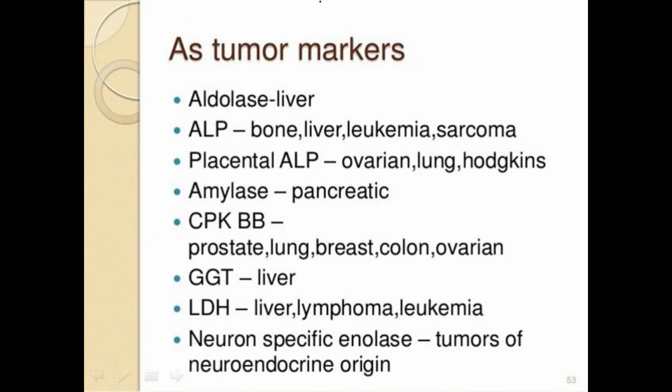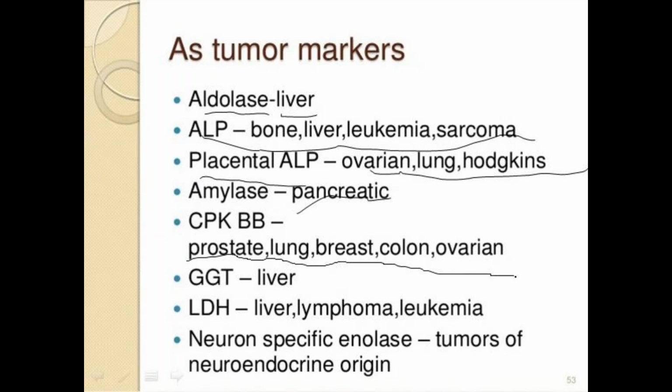Okay, and here, what are the tumor markers? I'm just giving a brief on tumor markers. Aldolase is a marker for liver diseases, whereas alkaline phosphatase is a marker for bone, liver, leukemia and sarcoma tumors. Next, increased placental ALP indicates ovarian cancers, lung cancers and Hodgkin's cancer. Next, increased amylase indicates pancreatic cancers, whereas increased creatine phosphokinase indicates prostate, lung, breast, colon and ovarian cancers.